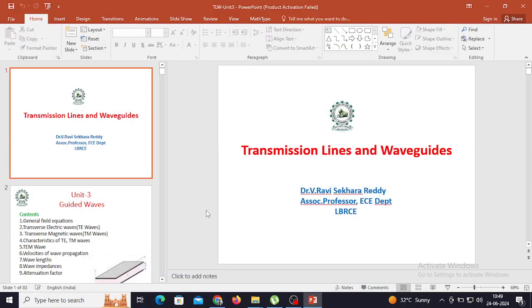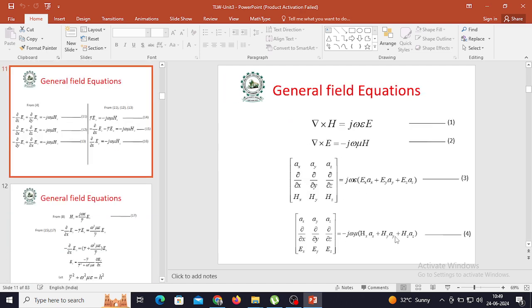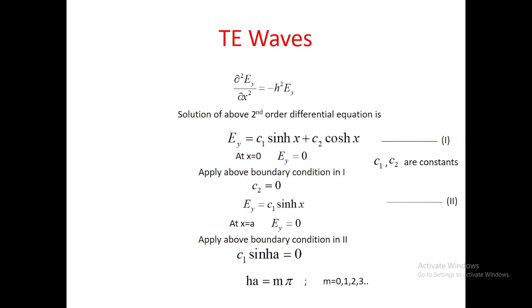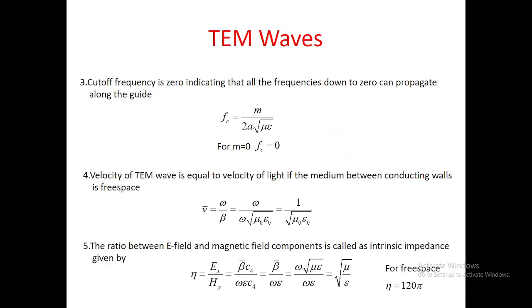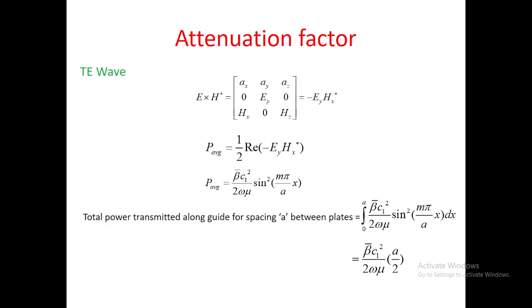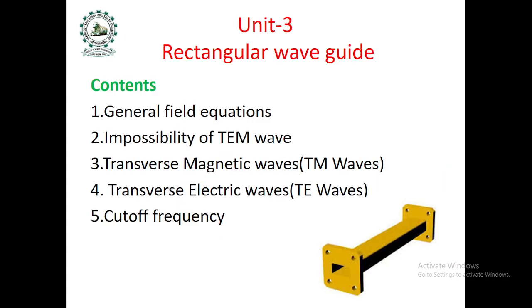Transmission lines and waveguides. So coming to rectangular waveguides. A rectangular waveguide is a combination of four conducting walls. So it is very useful for microwave transmission.